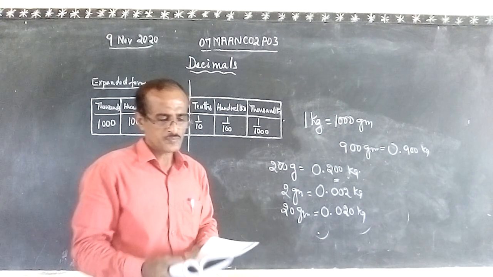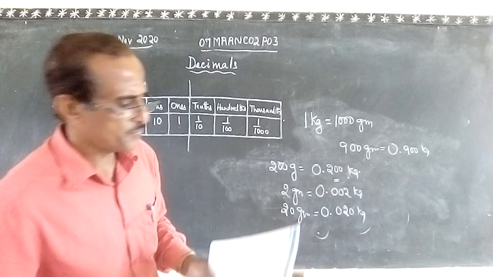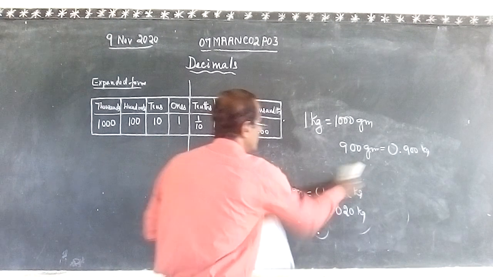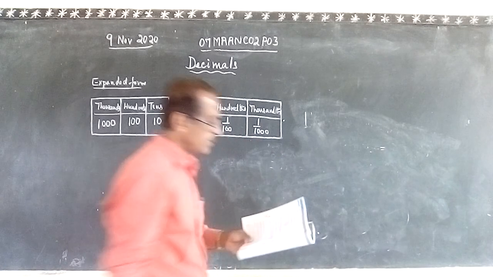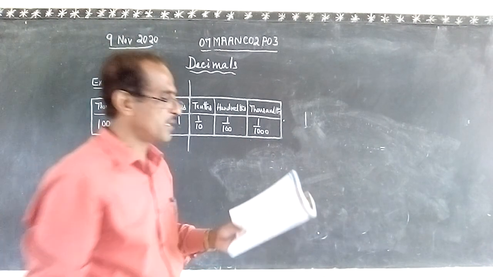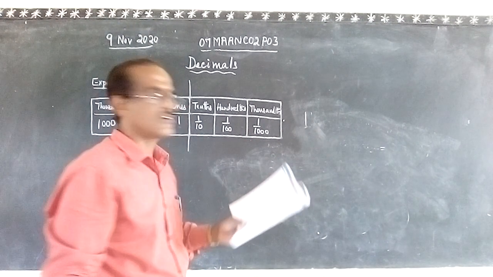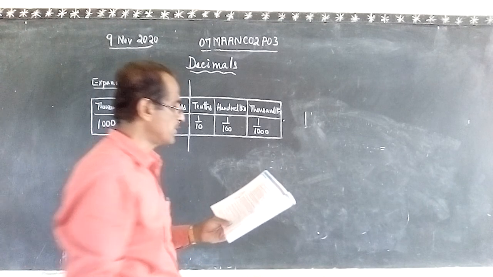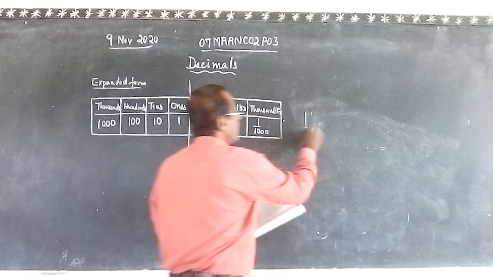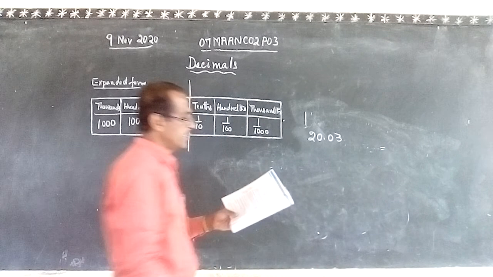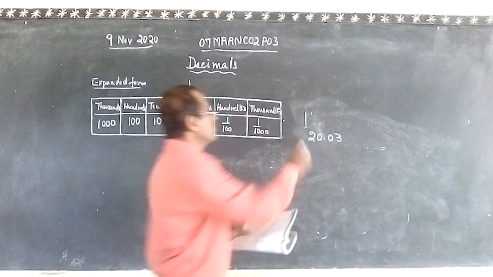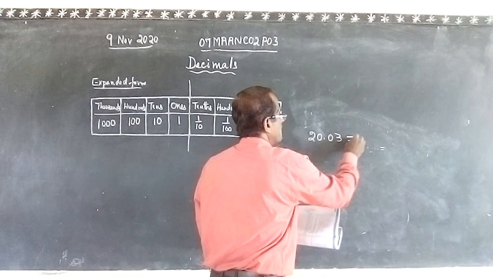Okay, like this. Next, fifth question. Look at the fifth question. The remaining question you have to try. Fifth question: write the following decimal numbers in the expanded form. It is on page number 48. 20.03. In the expanded form you have to write. How to write in the expanded form?